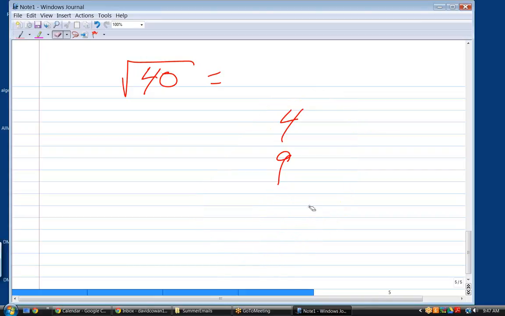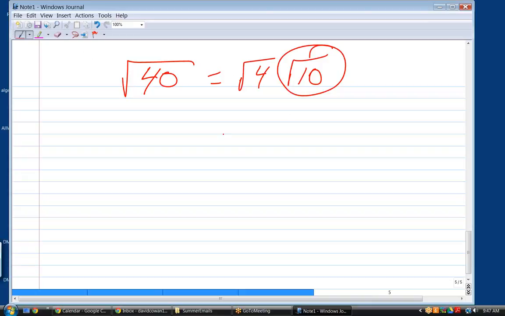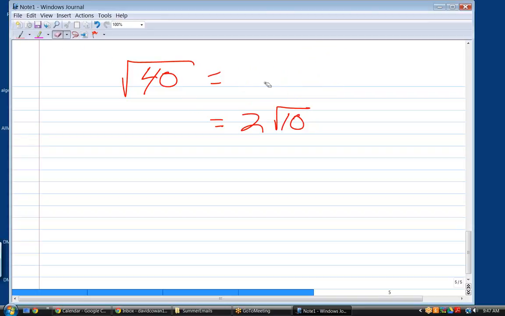Oh, you can do 10 and 4. There you go. In other words, that's the square root of 4 times the square root of 10. Well, we already know that's as simplified as we can make it. But what's the square root of 4 again? 2. So that becomes 2 root 10 is what square root of 40 becomes.